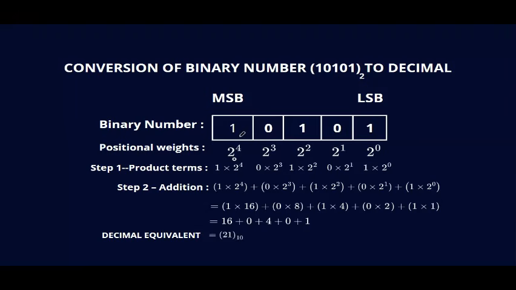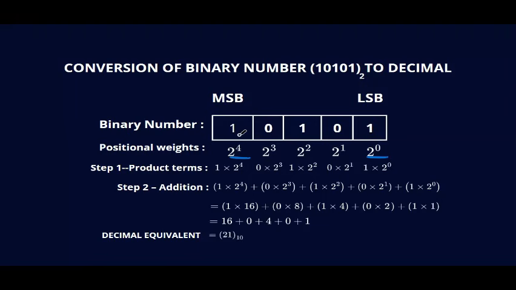Consider a binary number 10101. The rightmost bit, that is 1, is the LSB, and its positional weight is 2 raised to 0 as shown. Likewise, the leftmost bit is the MSB, and its weight is 2 raised to 4. Next, we obtain the product terms by multiplying each bit by its corresponding weight.